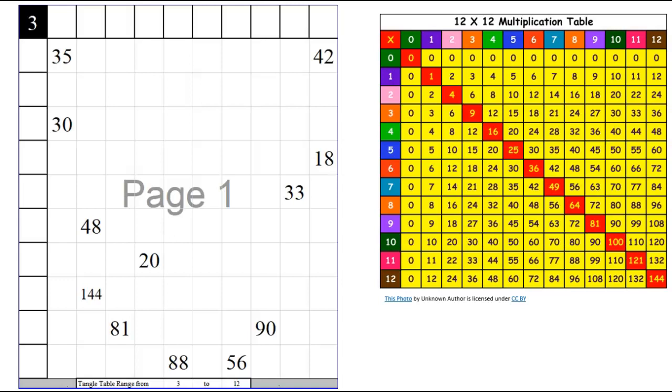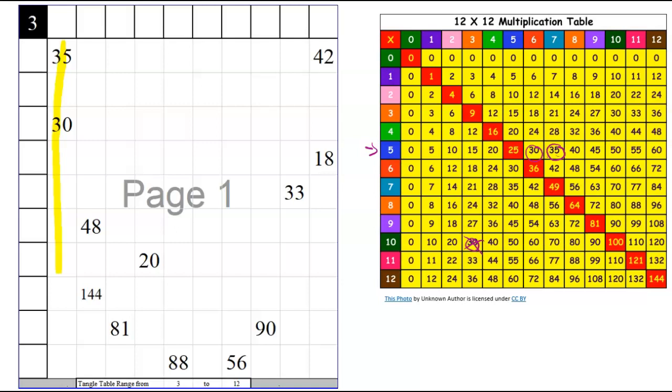For instance, let's take a look at this column right here. I notice that I have two numbers in common. I have the number 35 and 30. So if I come over to my chart, I'm looking for the number 30. I see the number 30 here, but I don't see the number 35 in this row, so I don't want to use that one. If I come up, I see the number 30 in this row and 35 in this row. So what these numbers have in common is the number 5. So 5 has both the numbers 30 and 35.